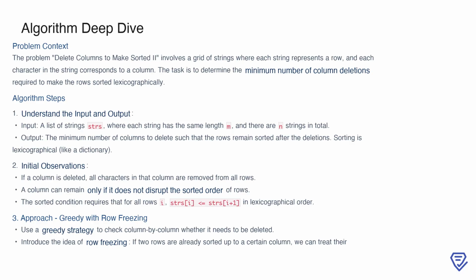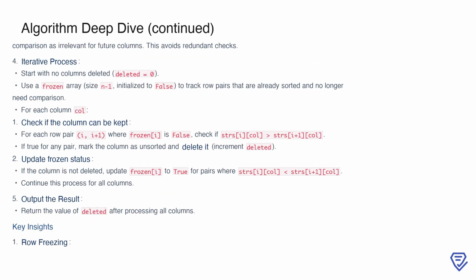For a column to stay, it must not disrupt the lexicographical order of the rows. This means that for all row pairs, the condition strs[i] <= strs[i+1] must hold. To solve the problem, we use a greedy strategy combined with a concept called row freezing. This strategy allows us to efficiently determine which columns to delete while ensuring the sorted condition is met. The idea of row freezing helps optimize our algorithm by reducing redundant comparisons.